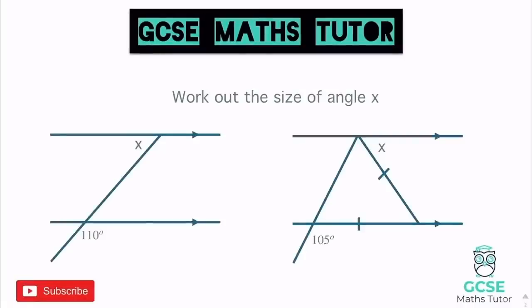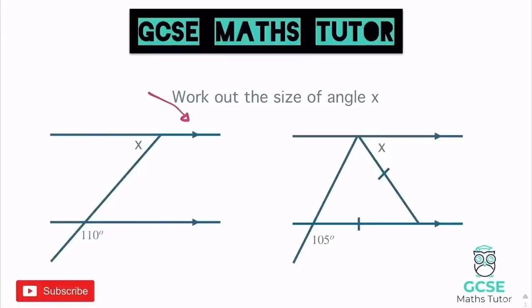Okay, so working out the size of angle x, again I've got 2 here, and we're looking at parallel lines. As you can see by these arrows here, these lines are parallel. So there are 3 rules that we're going to really look at when we're looking at parallel lines, as well as all our normal angle rules. We've got alternate angles, corresponding angles, and co-interior angles.